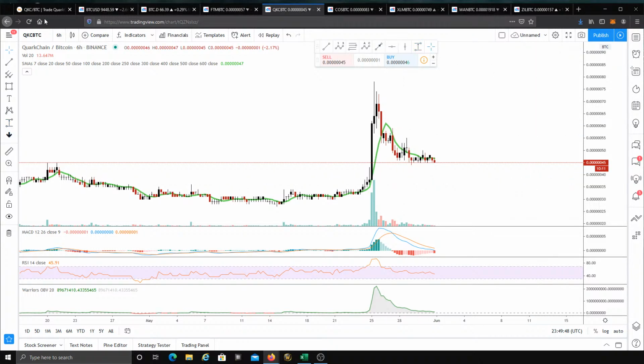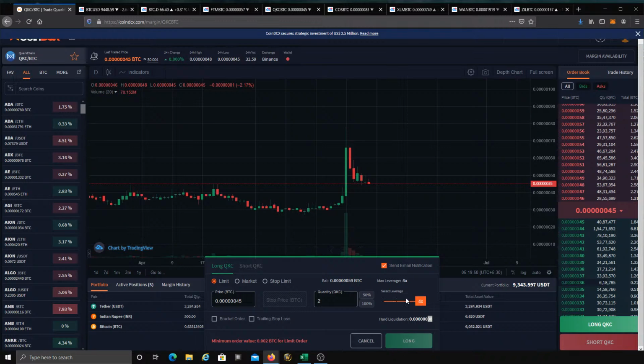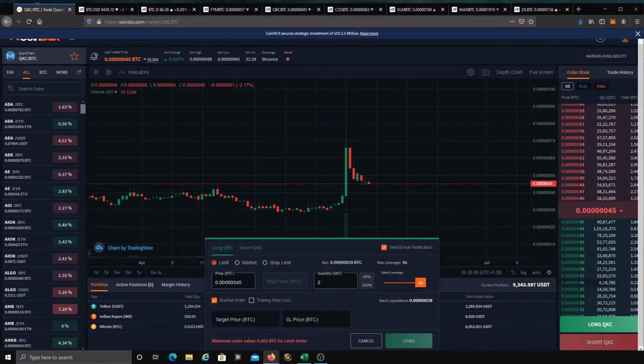So you got to keep that in mind when you're doing margin trade on altcoins, is your hard liquidation. So you may not want to go all in just in case you need to have some capital on the side to kind of average in there a little bit. Okay, and then your bracket order, target price, stop loss price. So if you're putting in a limit, put in your target price where you want the exchange to sell for you at, and your stop loss price to stop you out. Trailing stop loss is also a great thing.